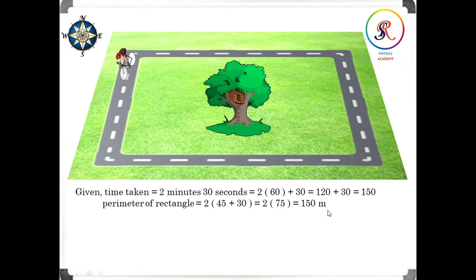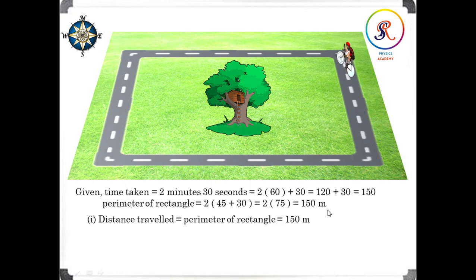Next, we have to calculate the distance traveled. We know what the distance traveled is here, the total distance. It is nothing but the perimeter of the rectangle, equal to 150 meter, because distance means the total path. So what is the total path to reach from here to here? That is the total length covered, 150 meter.